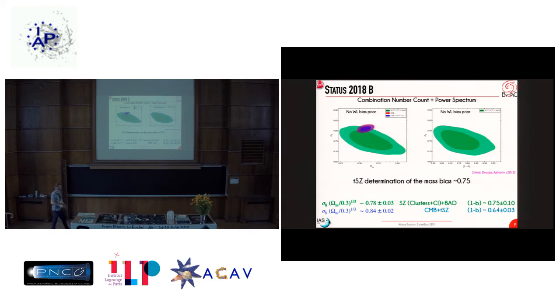So we have a situation where the SZ clusters plus BAO want a higher value of 1 minus b, but a lower value of sigma 8 omega m, while the CMB, when combined with SZ, wants a low value of 1 minus b and a higher value of sigma 8 omega m to the power 0.3.